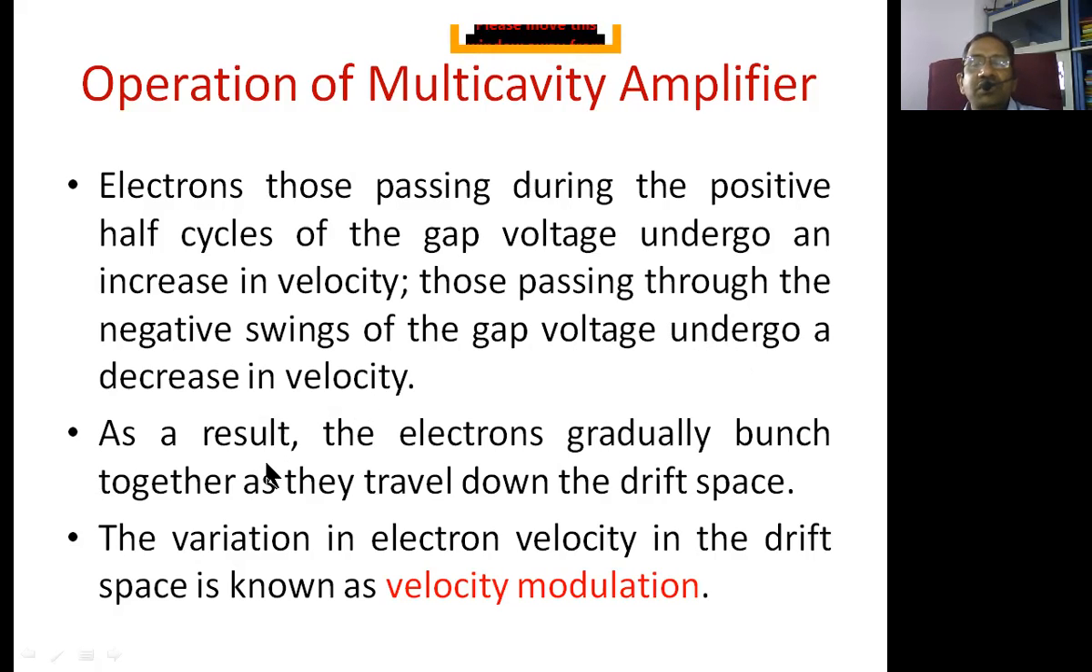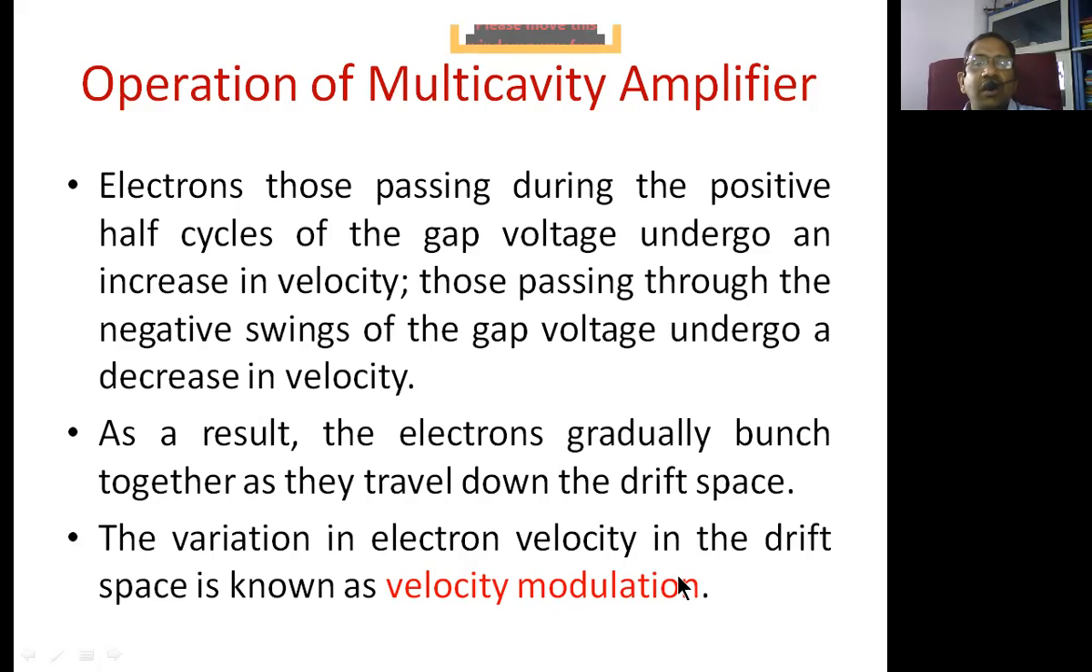Now, due to these continuous changes in the velocity of the electrons coming from the electron gun, as a result the electrons gradually bunch together as they travel down the drift space. In the drift space, the electrons are going to form bunches continuously.